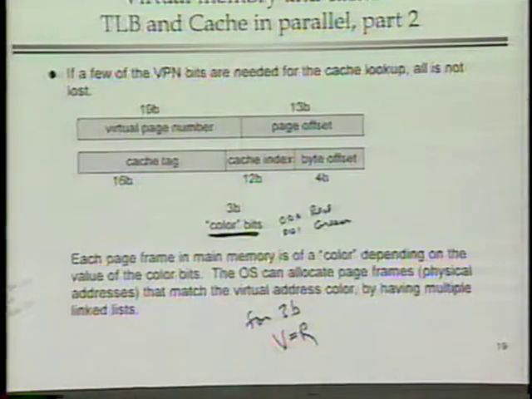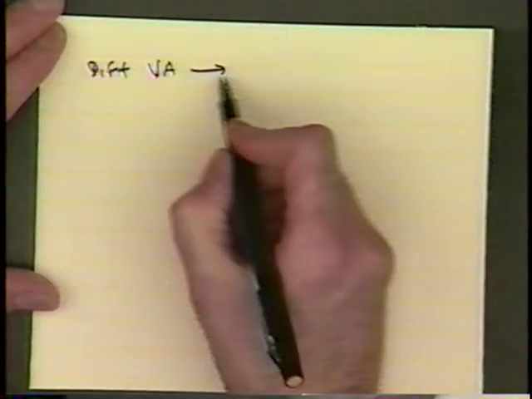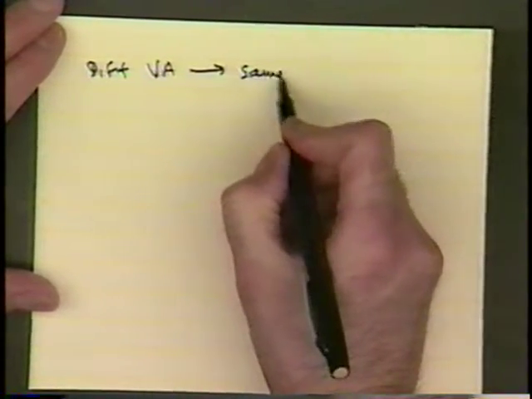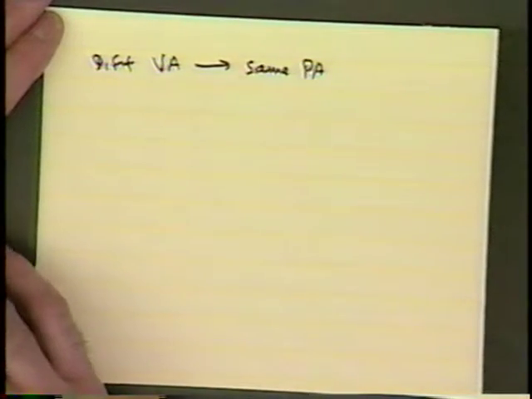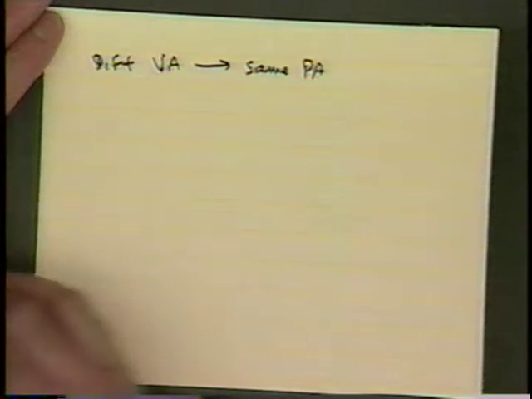Another trick that you can use with the same kind of color bits is to have the opposite case. Let's say that we want to have different virtual addresses going to the same physical address because we want to do sharing. We want 2 different processes to share the same physical address.